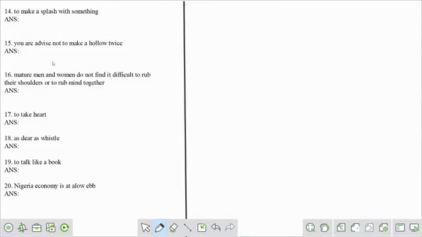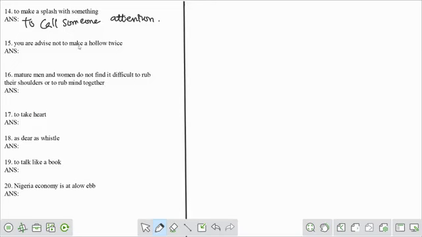Now, to make a splash with something. To make a splash with something means to call someone's attention to something. To call someone's attention. So that's just it. It's very simple.